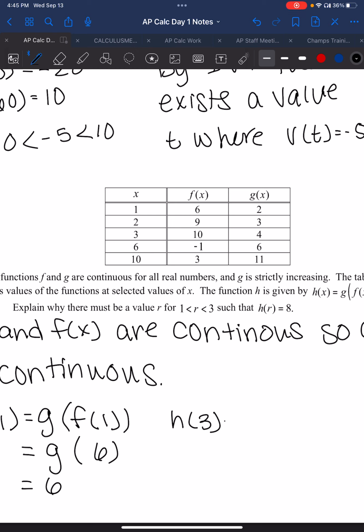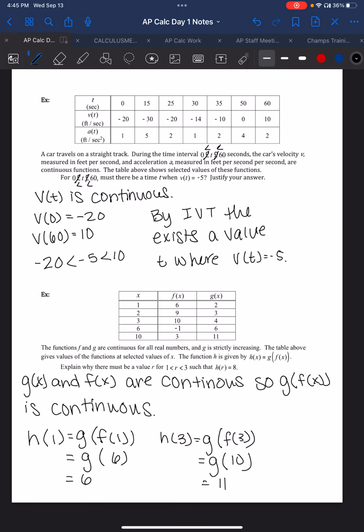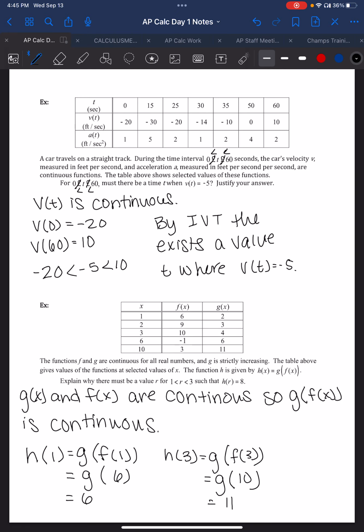Now, h of 3. This time we have g of f of 3. When x is equal to 3, f of x happens to equal 10. Now we're going to look at g of 10. When x is 10, g of x happens to be 11. So what we are looking at here is our y values are 6 and 11. So 6 is less than 8, which is less than 11.